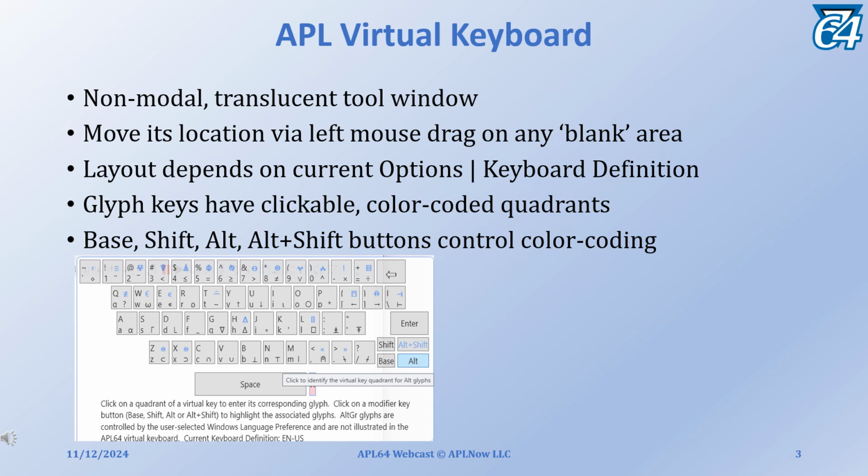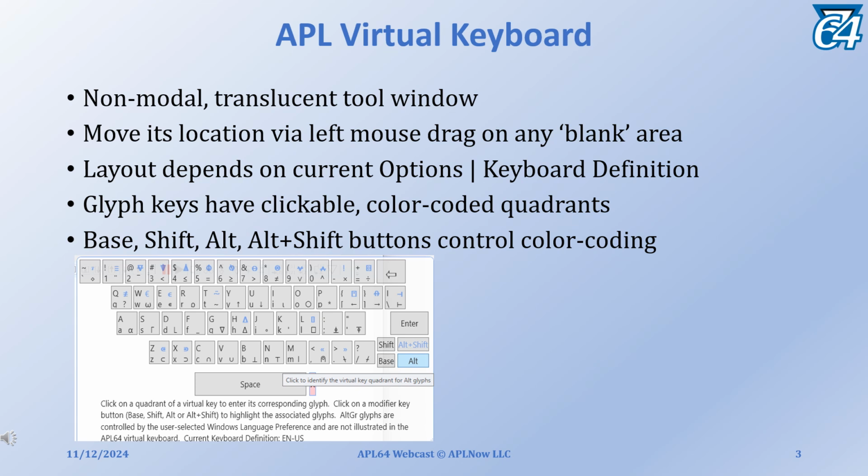Move the APL 64 Virtual Keyboard window on the workstation desktop by dragging it with a depressed left mouse button. When repositioning the APL 64 Virtual Keyboard window by mouse dragging, position the mouse pointer on any blank area of the window.